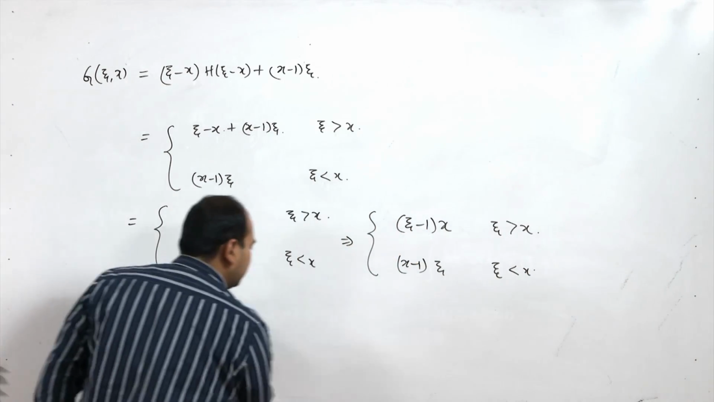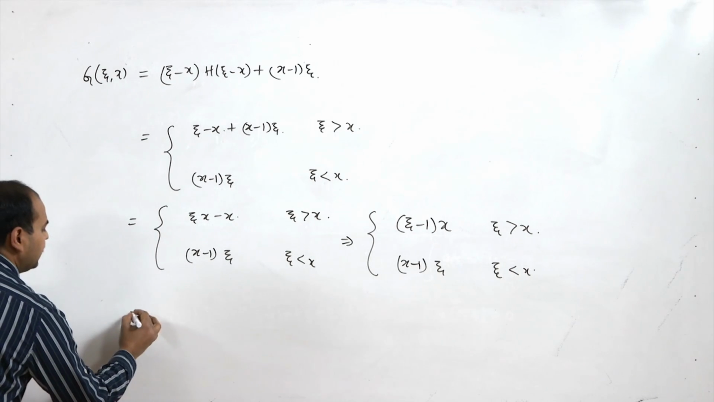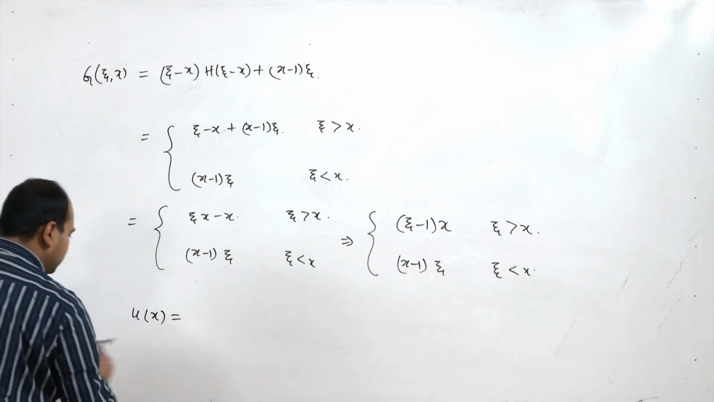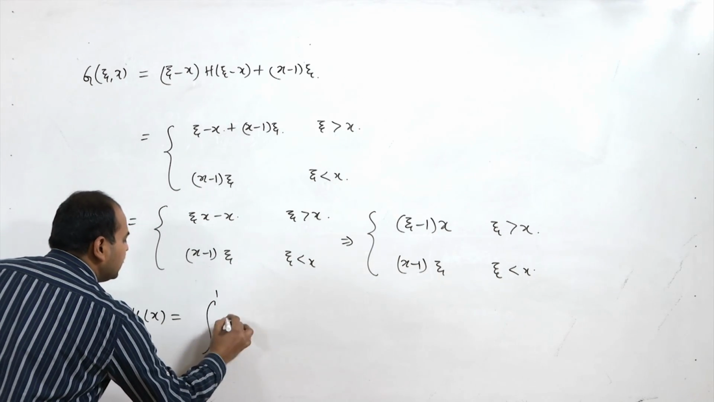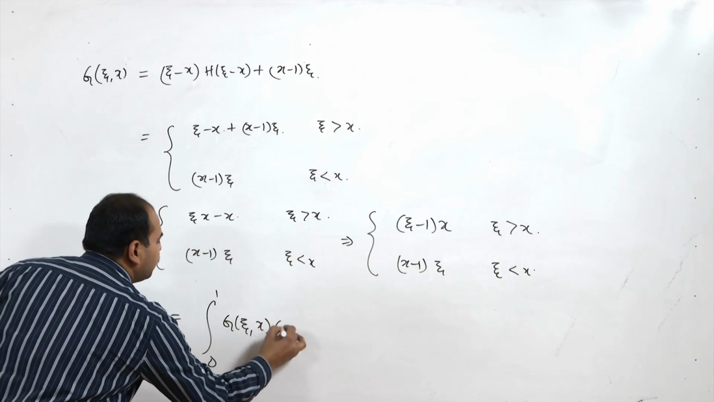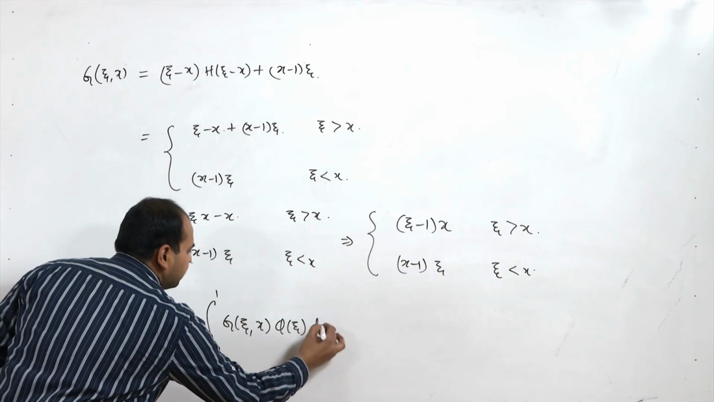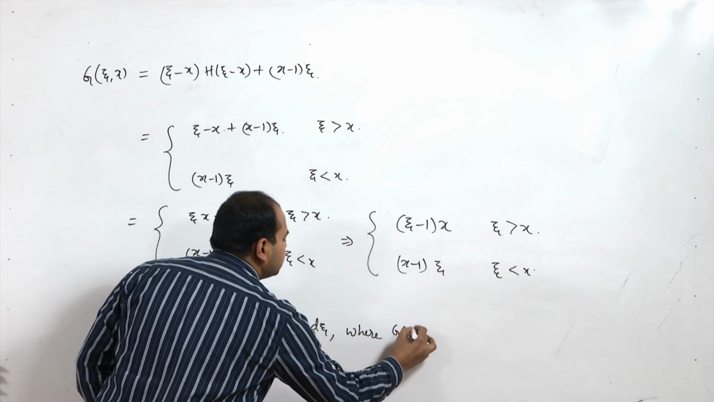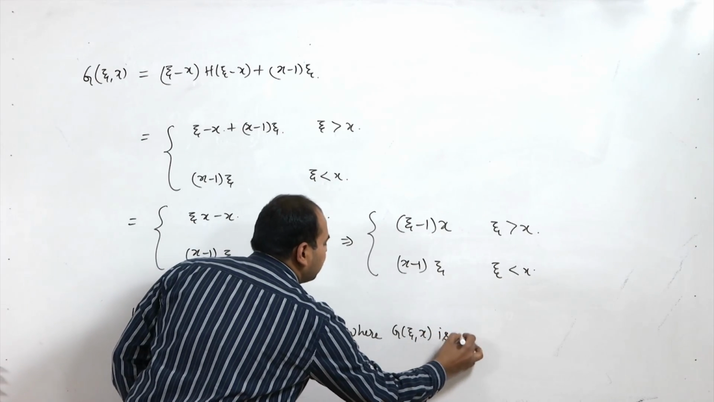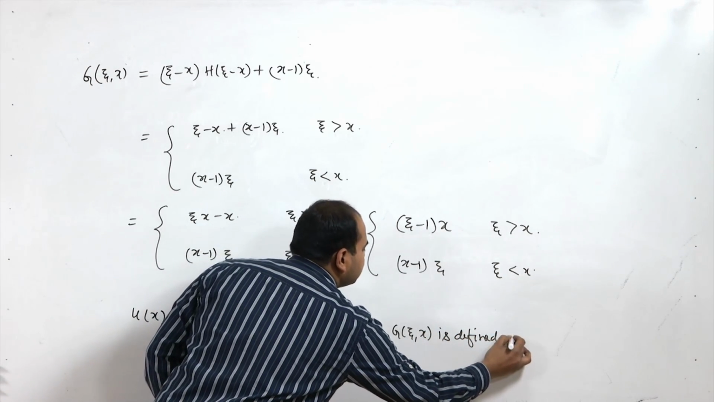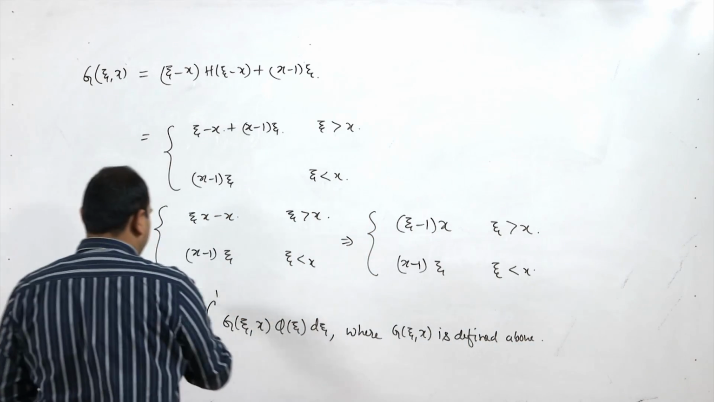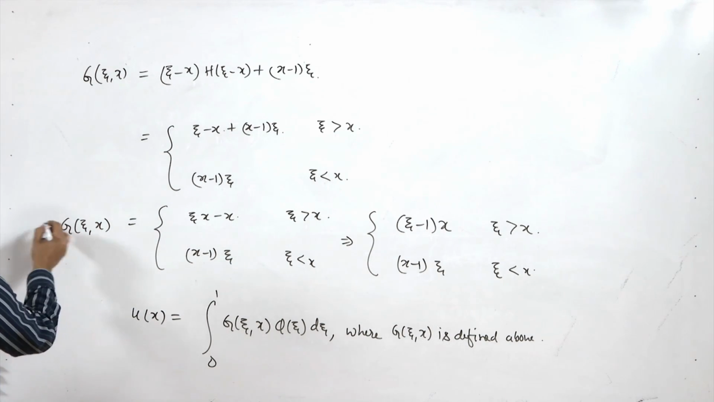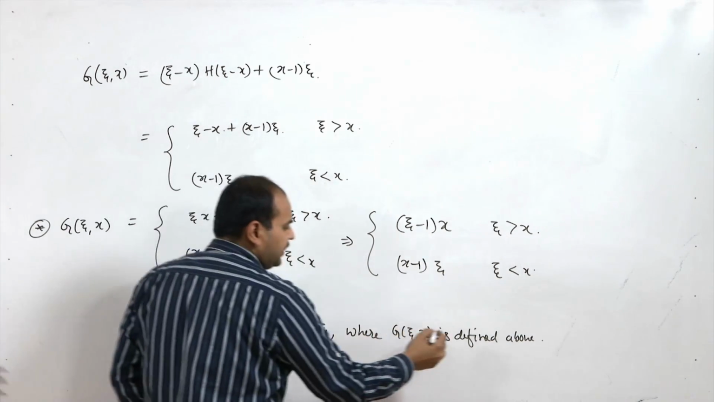So if we remember, our solution is going to be written as u(x) equal to, in integral format, 0 to 1 g(xi, x) phi(xi) d xi. So here, where g(xi, x) is defined above, we can say it is defined by this formula. So we can write it here, g(xi, x) is equal to this. So we can call this as star. So defined above by star.